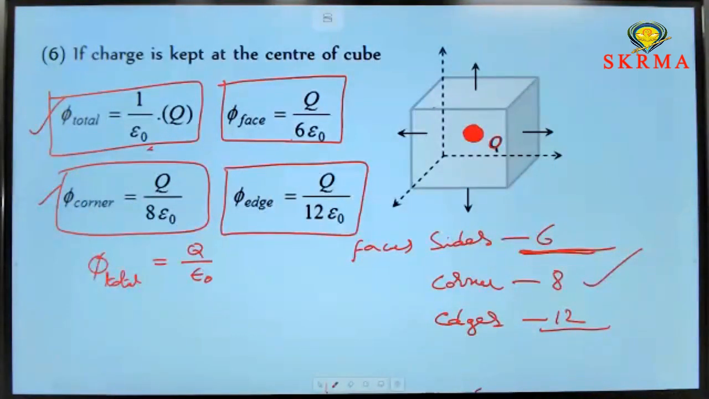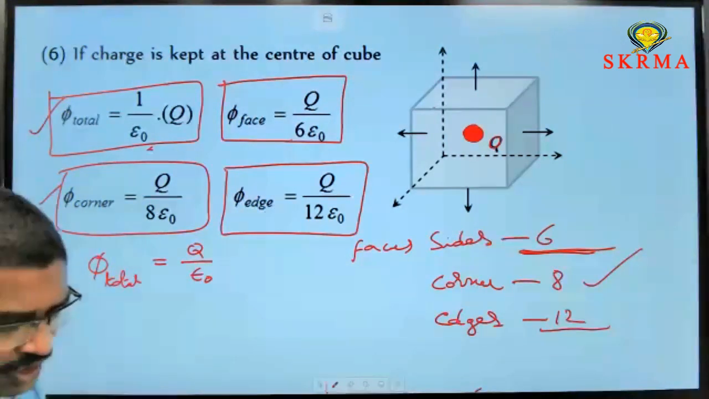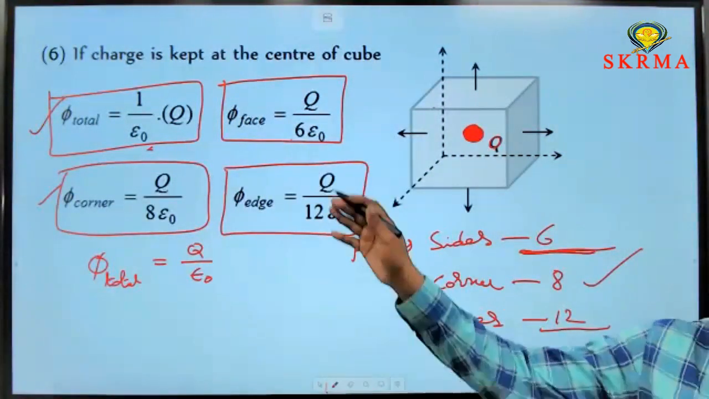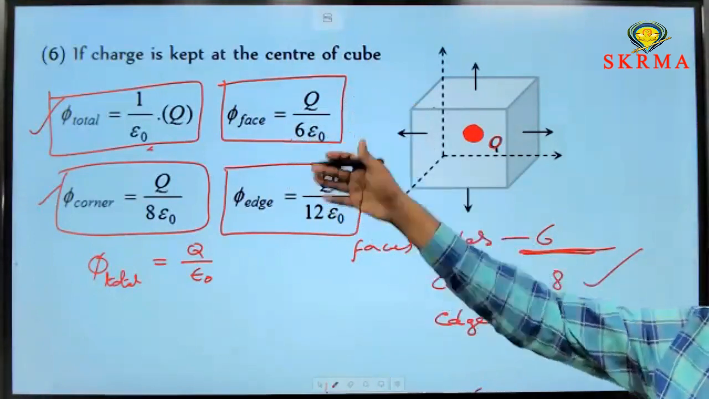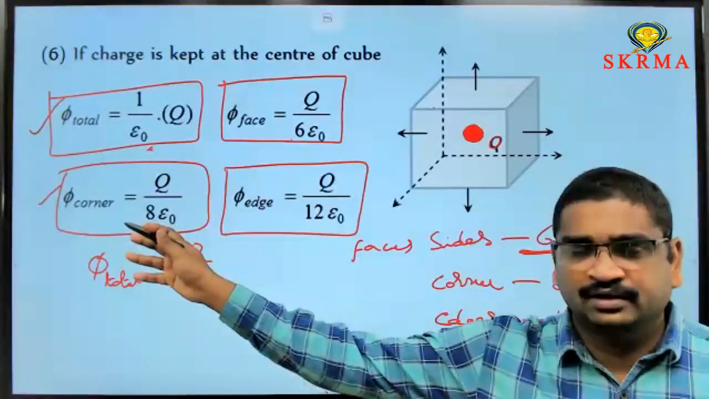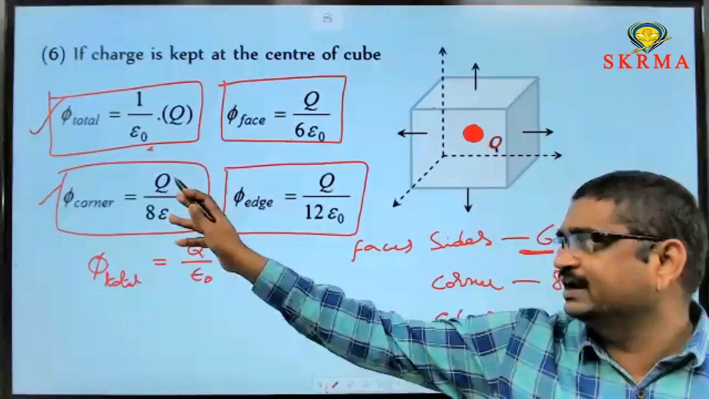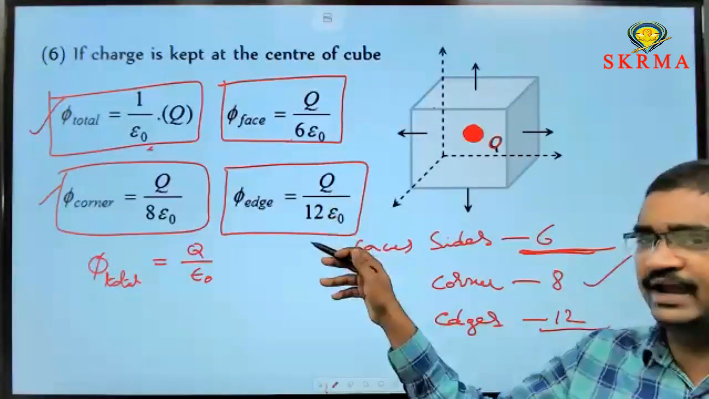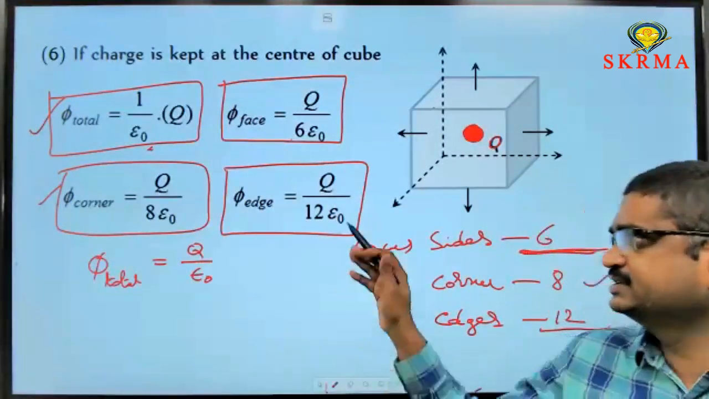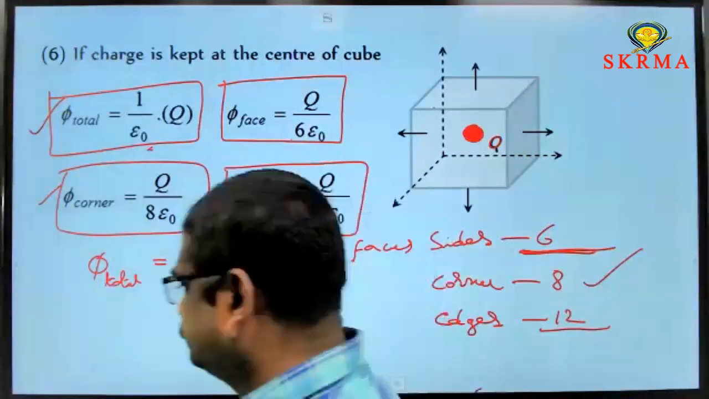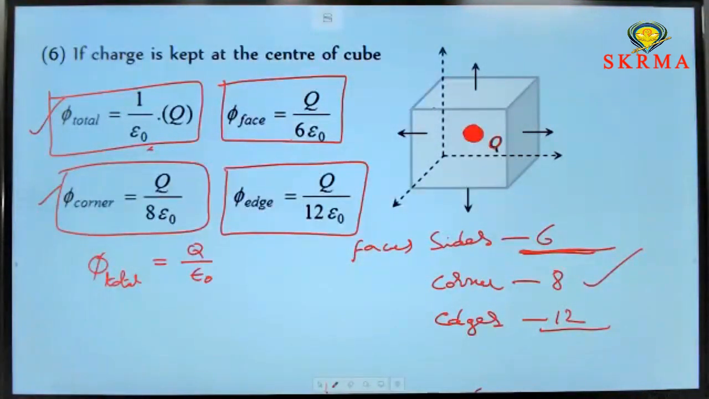So is this clear or not? Here 4 formulas are there. Total flux passing through the cube is Q by epsilon naught. Flux passing through each face is Q by 6 epsilon naught because 6 faces are there. Next, flux passing through each corner is Q by 8 epsilon naught. Flux passing through each edge is Q by 12 epsilon naught. So these are the 4 formulas related to this diagram. This is an important one. Go through it.